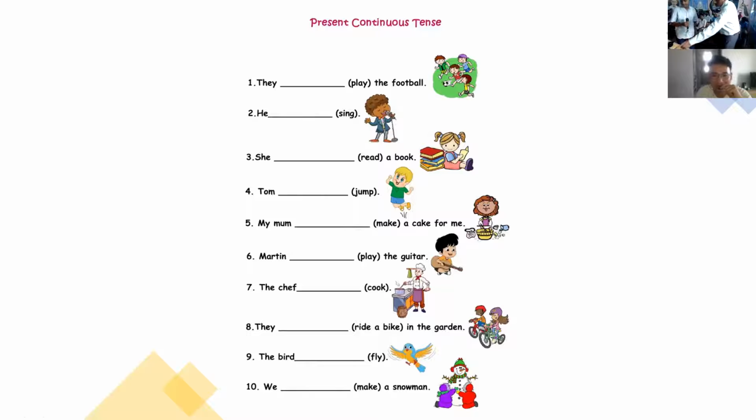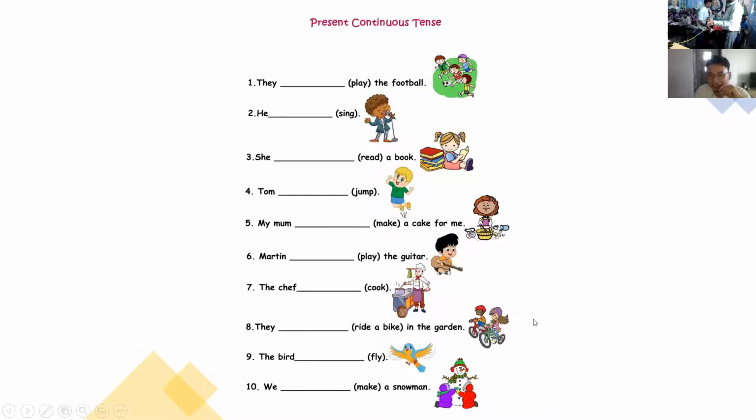Can you answer the seventh one? It's cooking. Okay. The eighth one. They are riding a bike in the garden. They're riding a bike. So do you often ride a bike or do you ride a motorcycle? Okay. Number 9, the bird.